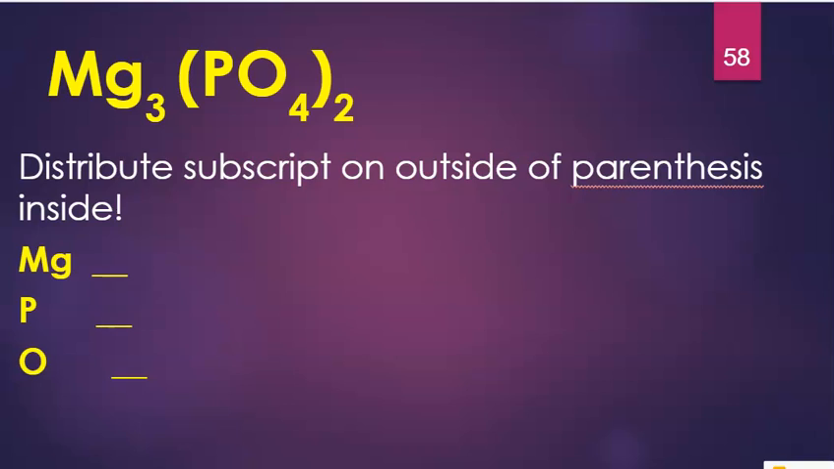And then we have to distribute our subscripts. Okay, so we have to distribute the subscripts on the outside of the parentheses to the inside. So this 2 is not going to distribute to the magnesium. I like to tell my students it's like the 2 can go into the mousetrap, but it can't get out. So it's not going to go over to the magnesium. So I have 3 magnesium. The 2 will distribute to the P. I have 2 phosphorus, and I have 2 times 4 oxygen, 8 oxygen.